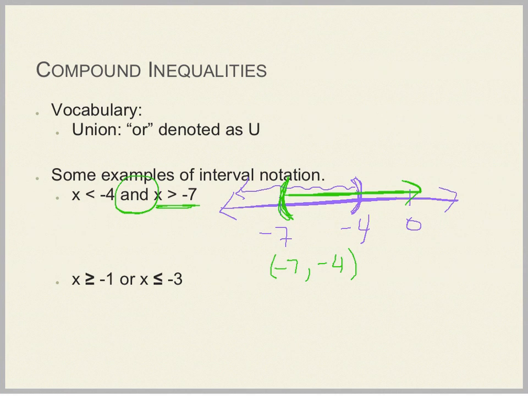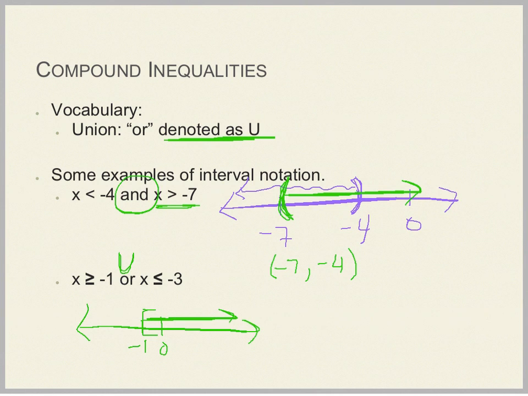We can do the same thing looking at x's that are greater than or equal to -1, or x's that are less than or equal to -3. And "or" is denoted by the union symbol. So with x's greater than and equal to -1, I'm going to have a bracket shaded toward positive infinity. It says, or x's less than or equal to -3. Again, I'm going to use a bracket at -3 and shade down to negative infinity.